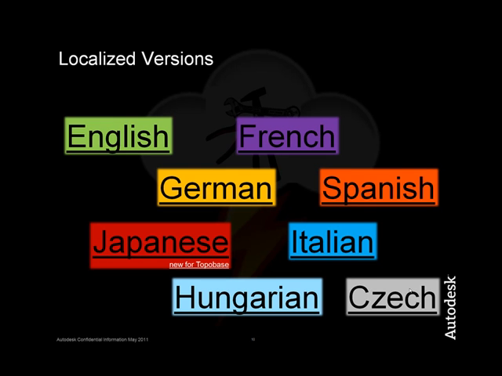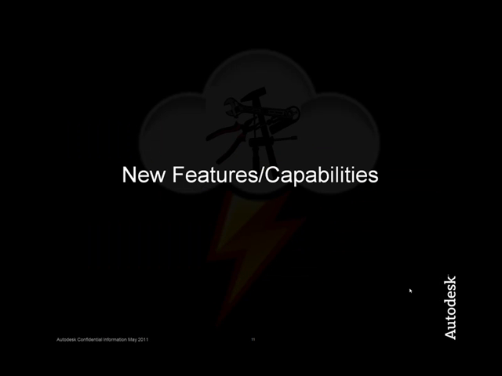Besides the existing localized versions of MapGuide and Topobase, in Autodesk Infrastructure Map Server 2012 there is a Japanese version, which is new for Topobase. Next, we are going to talk about the new features and capabilities.